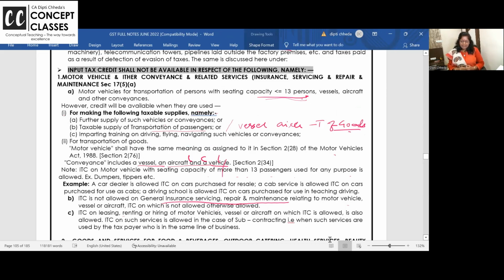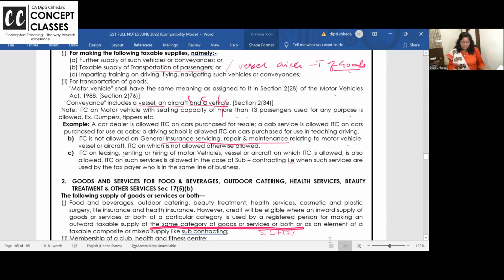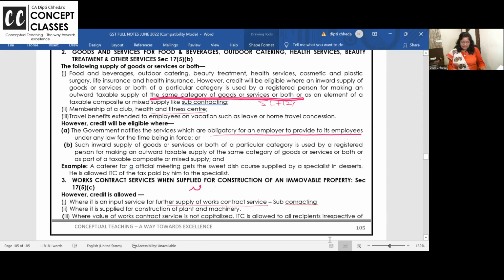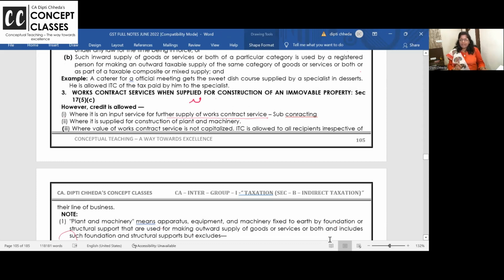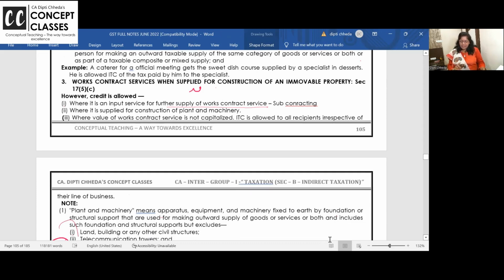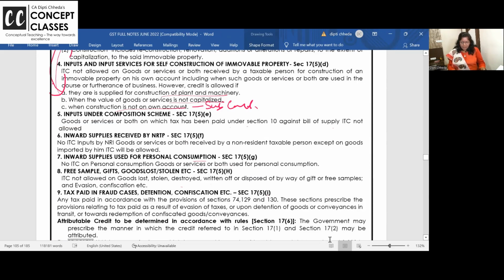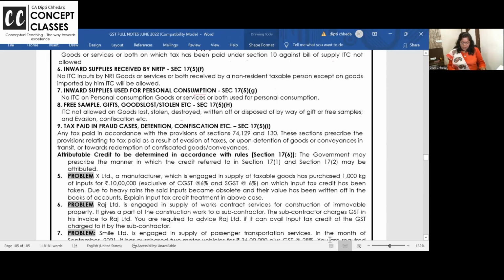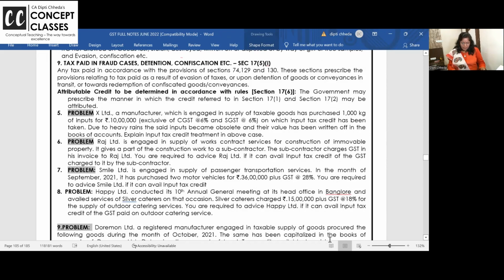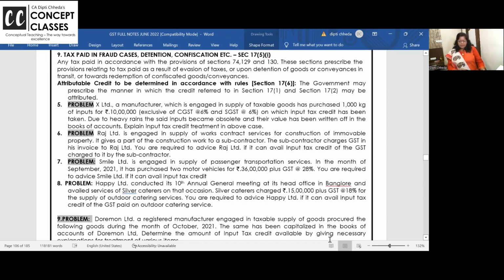Now, input tax credit, blocked credit: motor vehicle I told you, beverages and all this I told you, works contract you will not get unless works contract is in the same line, not capitalized. Works contract related to plant and machinery fully allowed. Right now I'm doing the problem with you all, but if you are stuck anywhere while doing at home, you can just refer above and check, you will get all the answers correct.